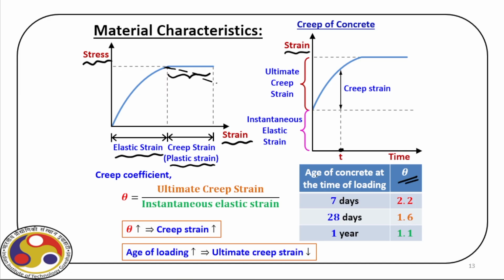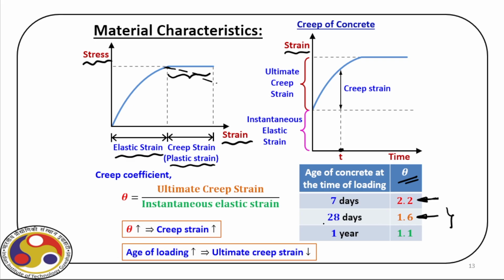Now, this creep coefficient theta depends on the age of concrete at the time of loading. So, if we pour concrete in the formwork, then as time passes, the creep strain actually changes with time. Again, you can see these values at 7 days, 28 days, and obviously when we design the structure based on this 28 days strength, in our actual structure, we have to consider the effect of creep.